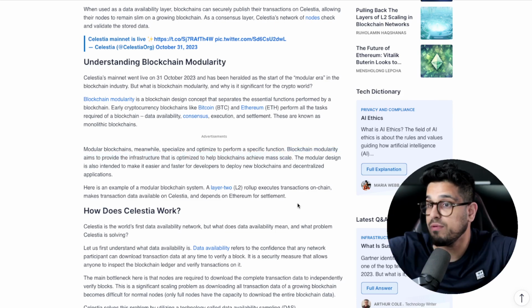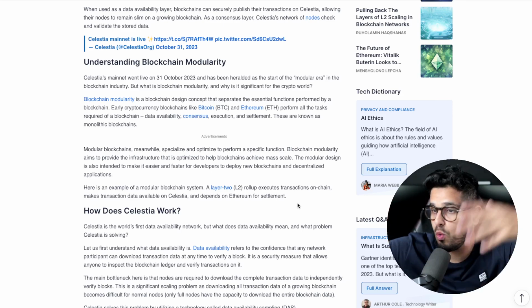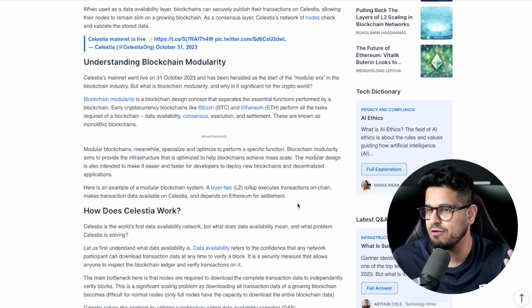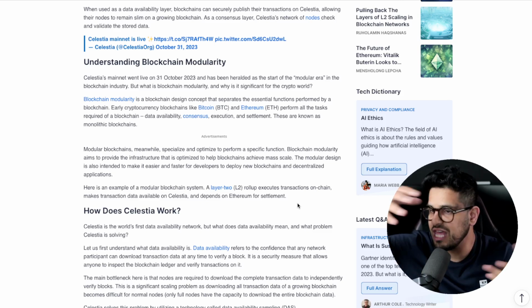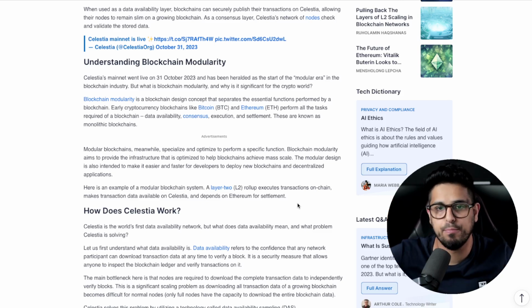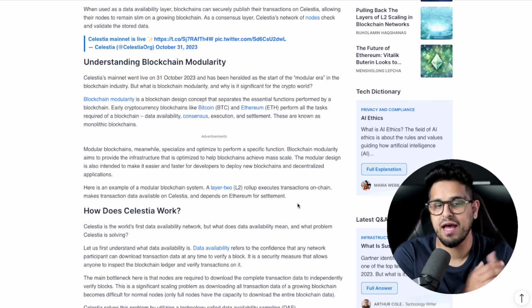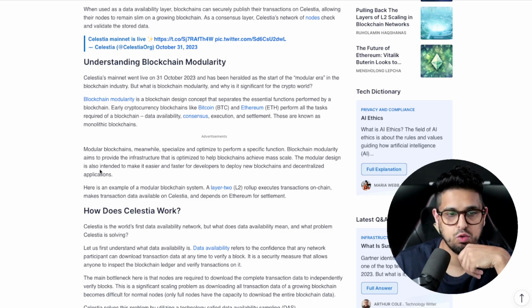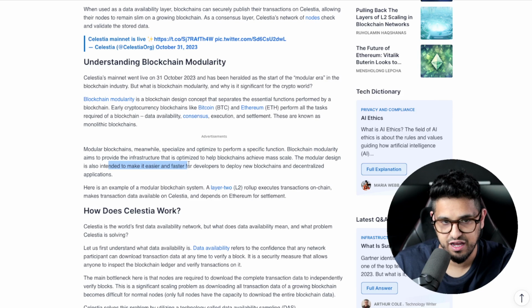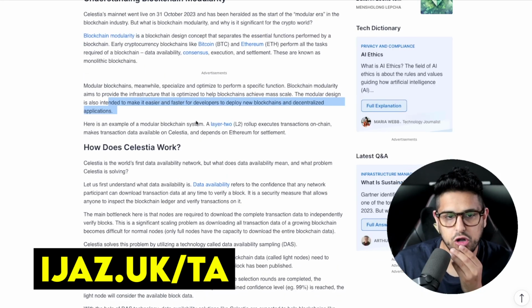If you imagine as everybody starts to want to spin up their own blockchain, you get big corporates, you get companies, you get these people who just all want to spin up a blockchain. They're not going to want to necessarily do it from scratch. They're going to want to take the gold standard of a base layer and just build their own branding on top. Think of it like white labeling a blockchain to make it your own, right? And we're seeing the same with Optimism, right? People are building on the Optimism mainnet, and is that going to be the same way this works here? So the modular design is also intended to make it easier and faster for developers to deploy new blockchains and decentralized applications. Exactly what we just said there. Here is an example of a modular blockchain system.